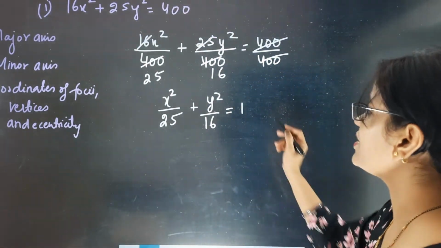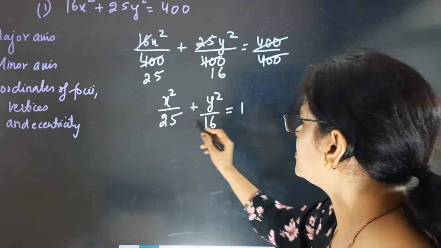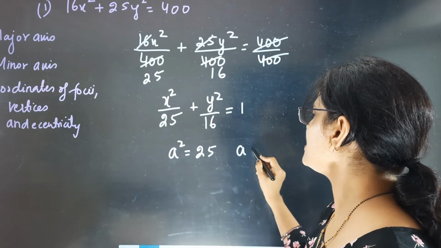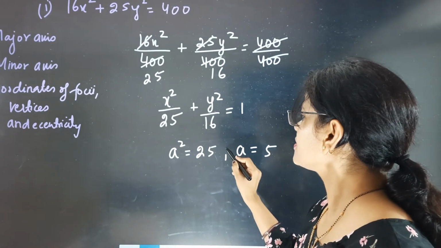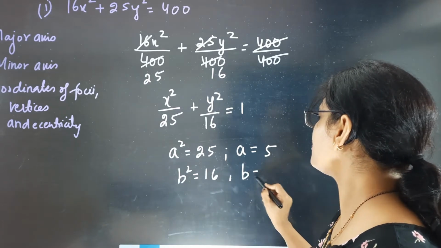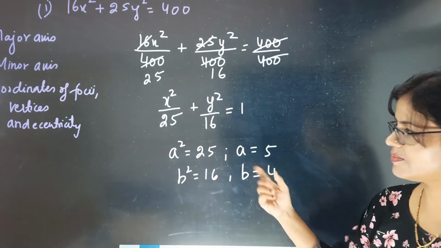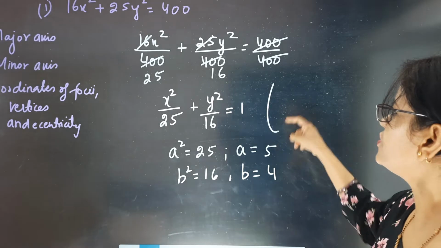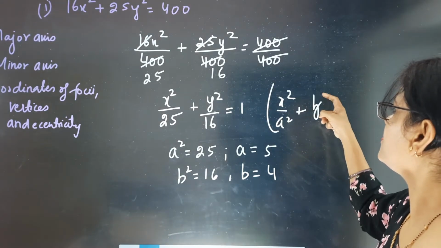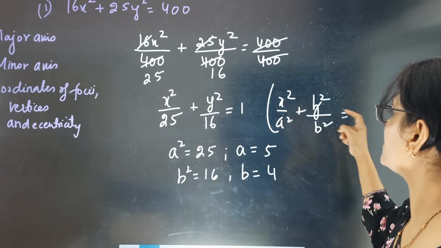Now when we compare this with the general equation of the ellipse, a square is 25, that means a is 5. Now b square is 16, so b is 4. So now we have got the values of a and b by comparing with the general equation of the ellipse.